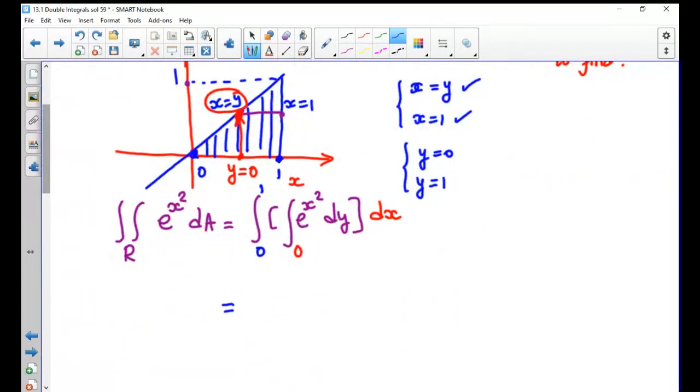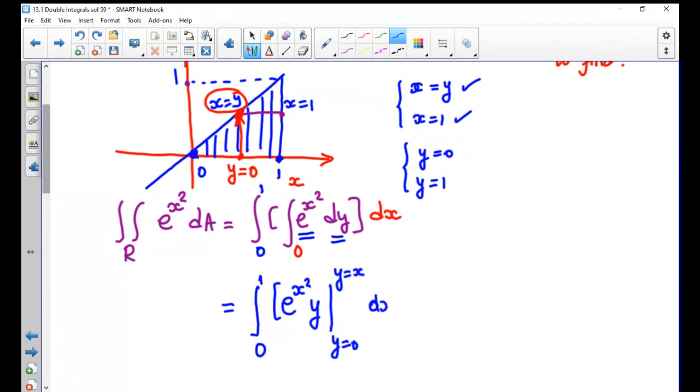So we graph and then we change the order of integration and it becomes like this. Now it's fairly easy to integrate. What is the integral of e to the x squared with respect to y? Because e to the x squared is a constant, its integral will just be e to the x squared multiplied by y, from y equal 0 to y equal x.